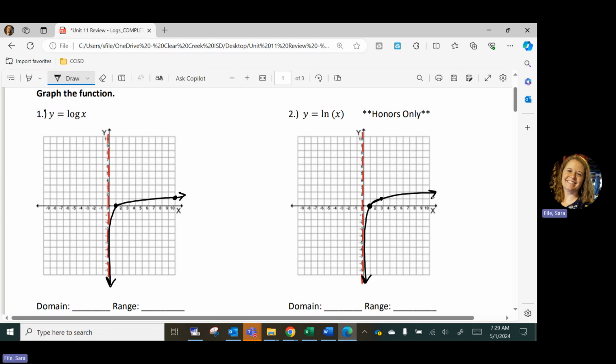Now, I'm going to put the name here. This is your common log, an understood base 10. And this is your natural log, which is an understood base E. For both of these, and for any other log with any other base, as long as no transformations are taking place, what is the domain? How far left to right do these graphs go?